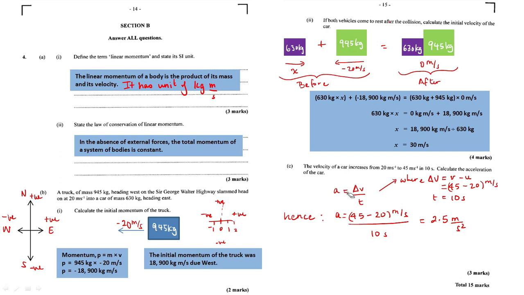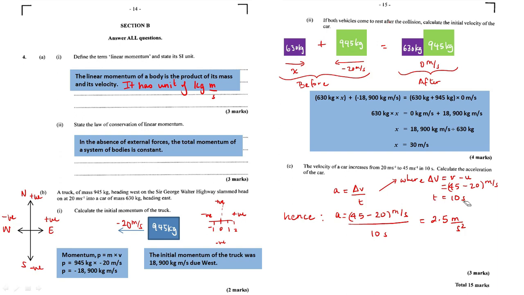Acceleration is equal to the change in velocity over time, where the change in velocity is equal to the final velocity minus the initial velocity. So we subtract 20 from 45. We end up with 25 meters per second.